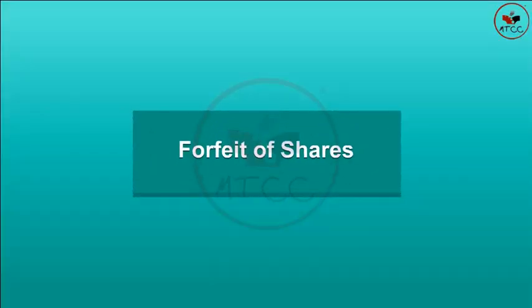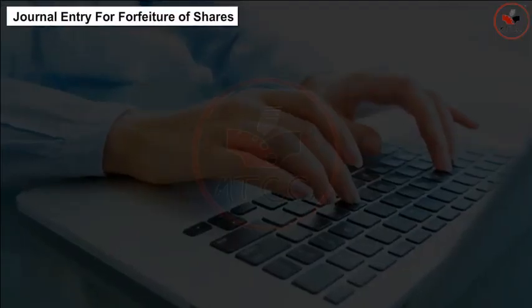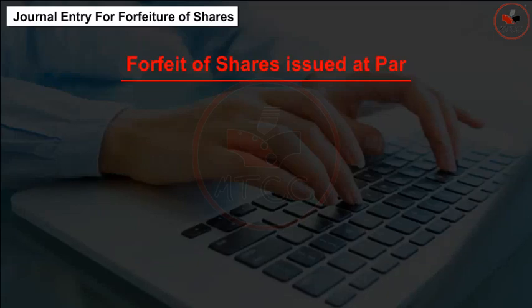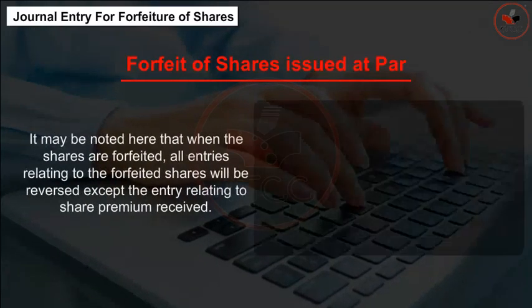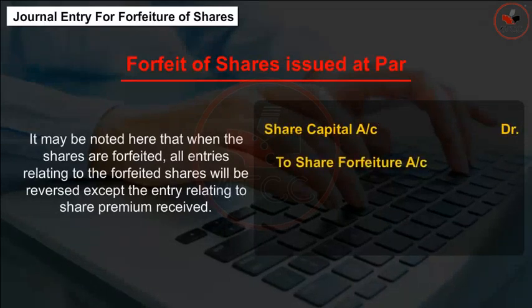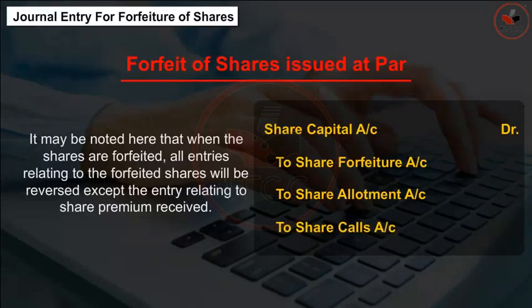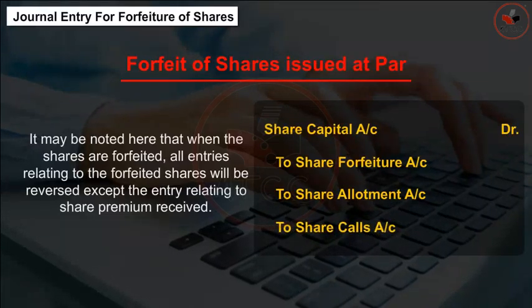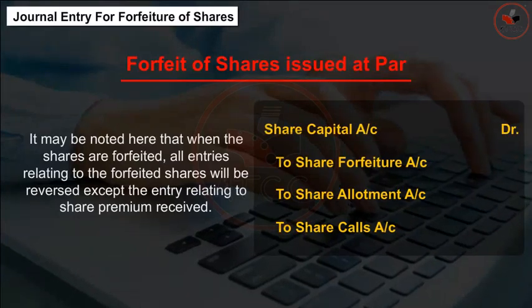Journal entry for forfeiture of shares. Forfeiture of shares issued at par. It may be noted here that when the shares are forfeited, all entries relating to the forfeited shares will be reversed except the entry relating to share premium received.